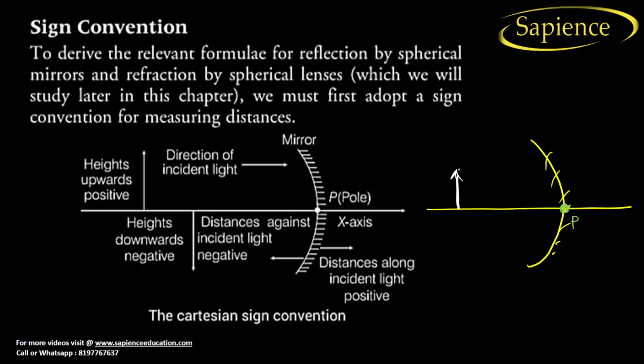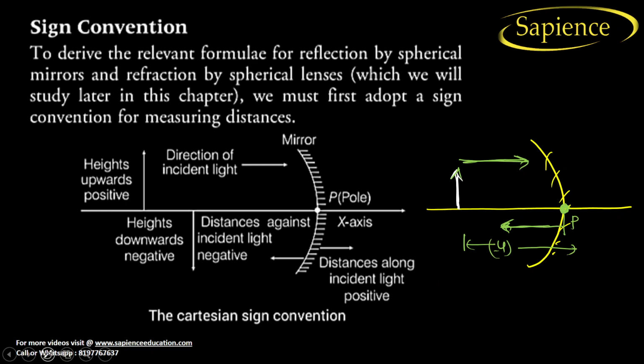If an object is placed here, you need to observe the direction of light. Definitely, the direction of light is from left to right. Now you want to measure the object distance, so you first visit the pole and move in this direction. Any distance you take in this direction, which is opposite to the direction of incident light, will be considered negative. So the object distance will become negative.